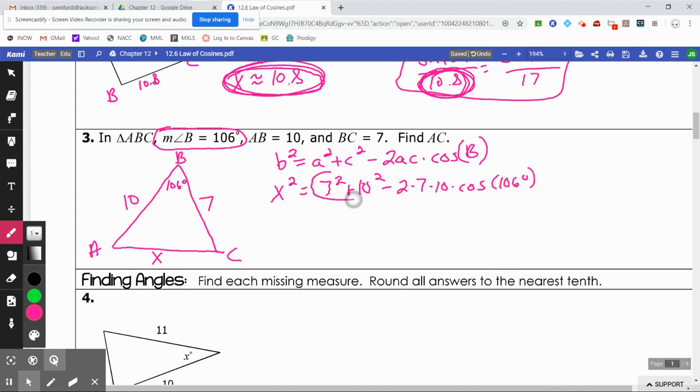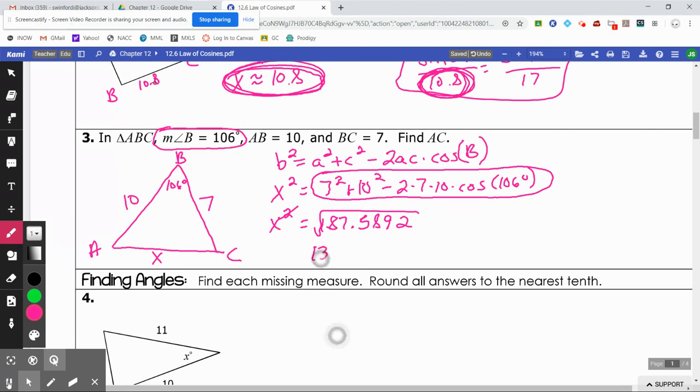All of this gets typed in, and that gives us that x squared is equal to 187.5892. And then the last step, to get rid of a square, we simply square root that. And we get about 13.7 for our x value.